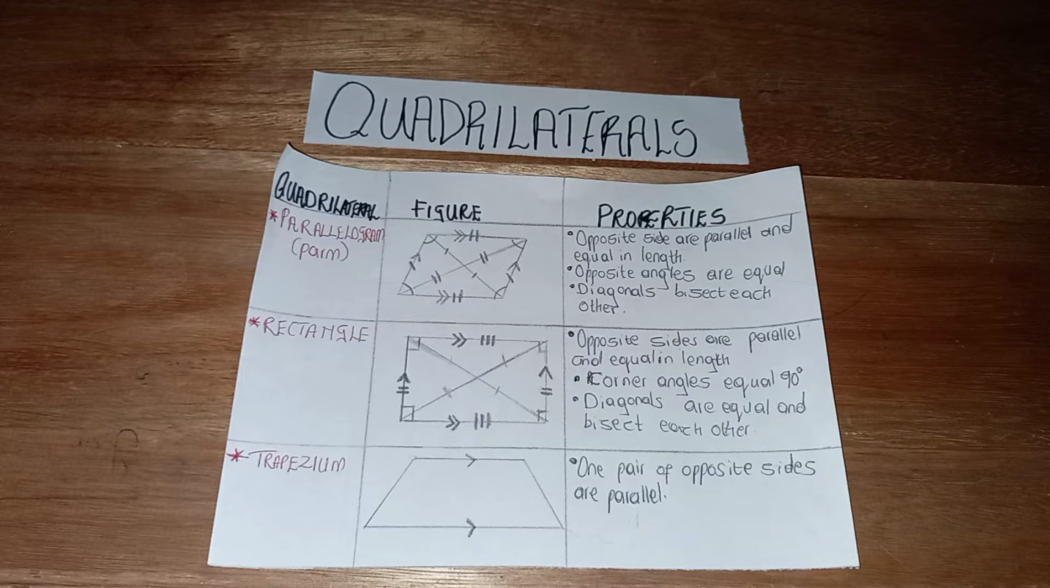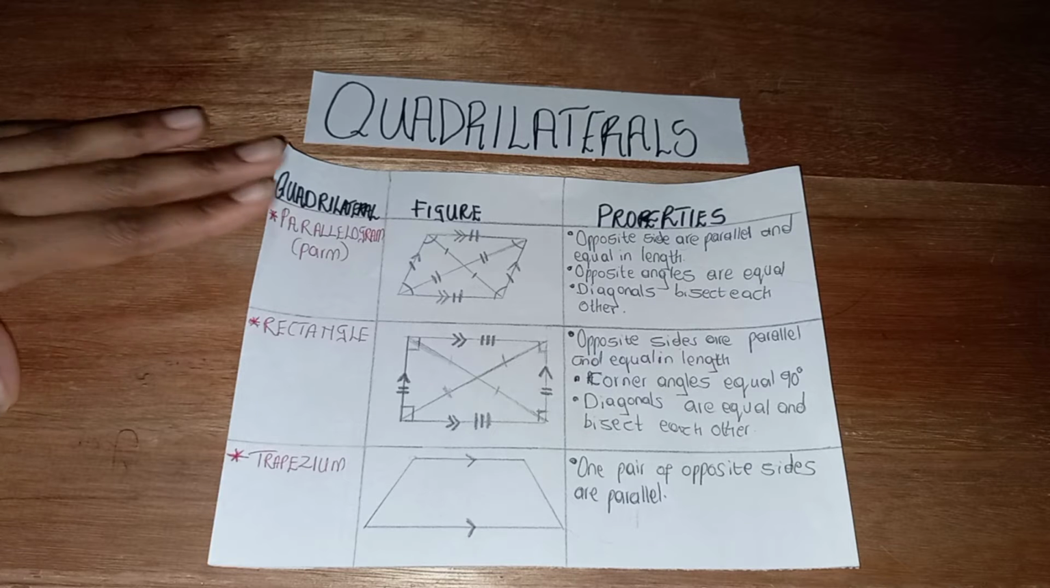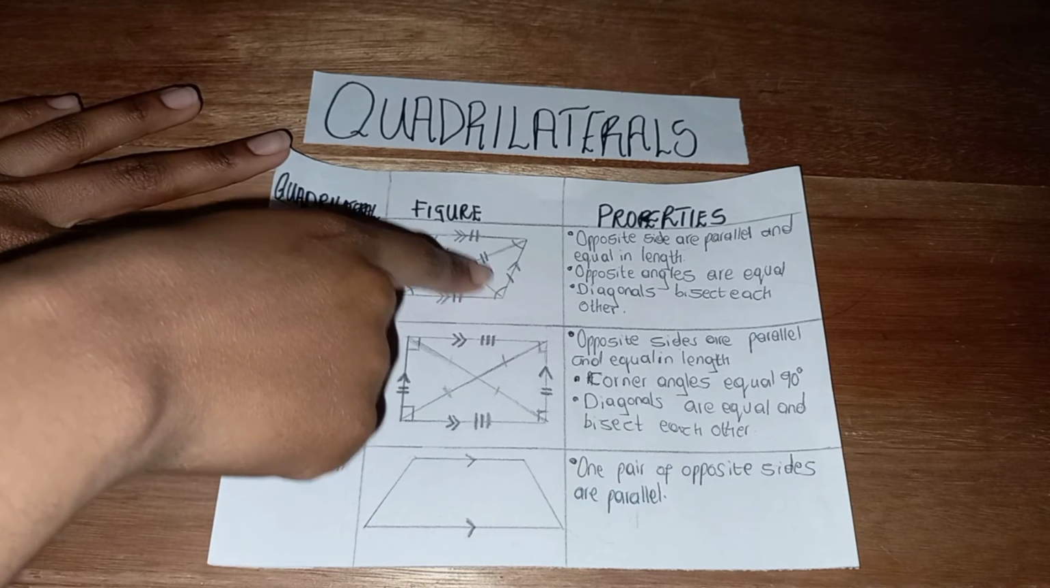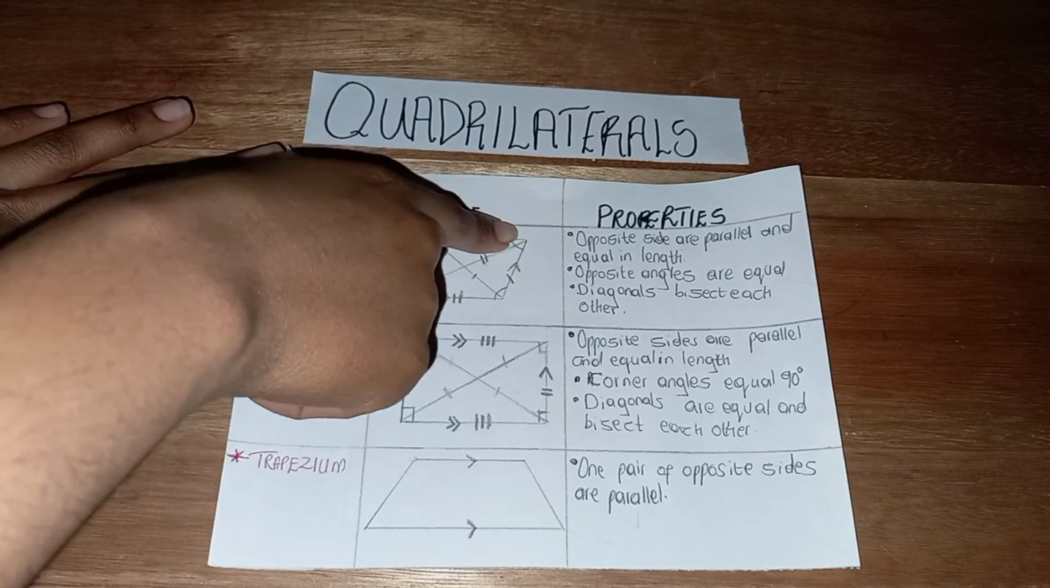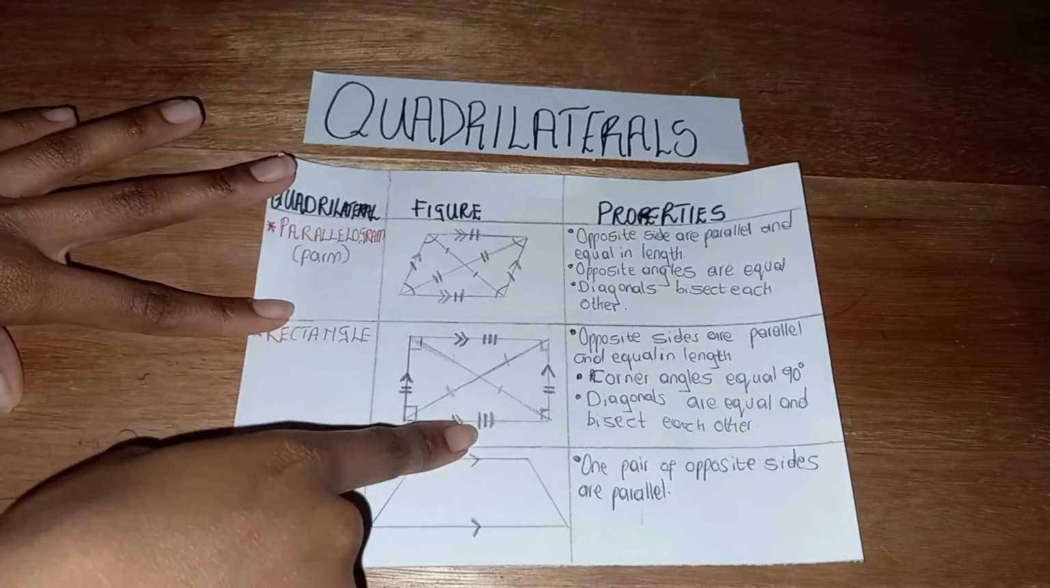And then the next property of a parallelogram is that opposite angles are equal. So which are the opposite angles? This angle and this angle are equal. This angle and this angle are equal.